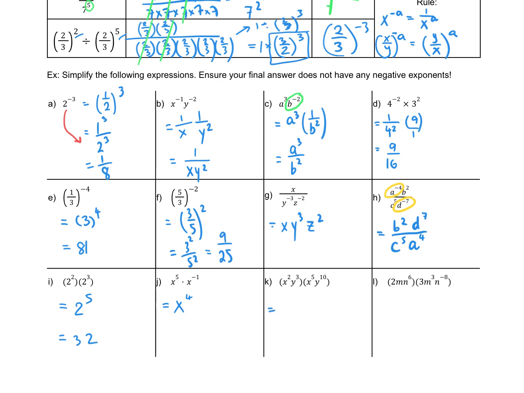Next, I have x's and y's. The x's can be simplified. So x to the 2 times x to the 5. We add our exponents. That's x to the power of 7. And then for the y's, 3 plus 10 is 13.